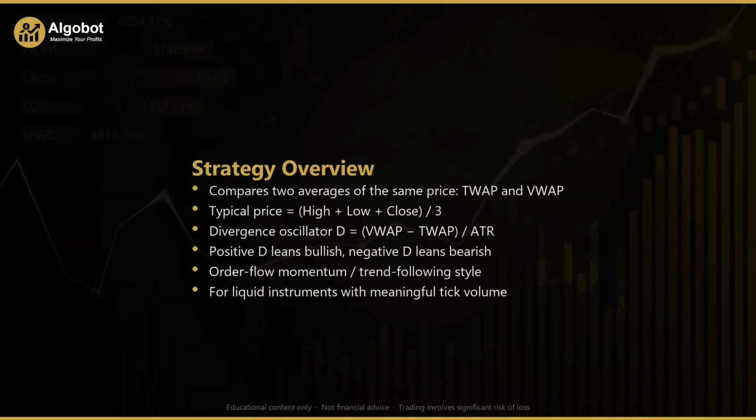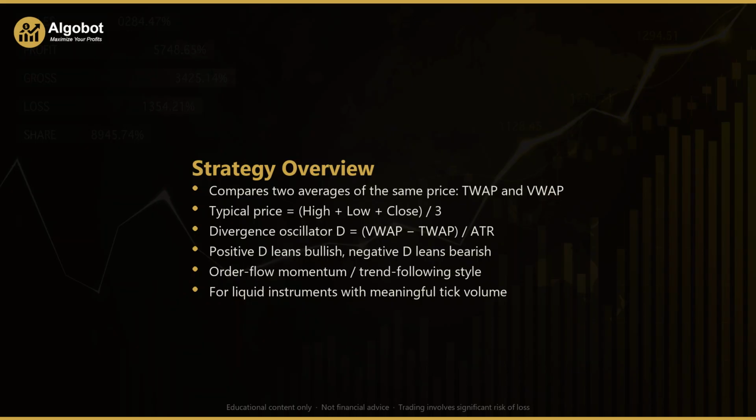So what exactly does this expert advisor do? At its heart, Volume Time Price Divergence is a lightweight order flow tool that doesn't require a full order book or level 2 data. Instead, it builds two separate averages of the same typical price and studies the gap between them. The typical price of each bar is simply the high, the low, and the close added together and divided by 3. Over a rolling window, 20 bars by default, the strategy calculates two averages of that typical price. The first is the time-weighted average, or TWAP, where every bar counts equally. The second is the volume-weighted average, or VWAP, where each bar is weighted by its tick volume.